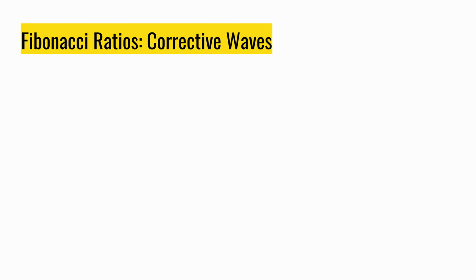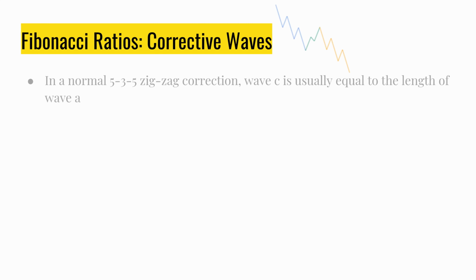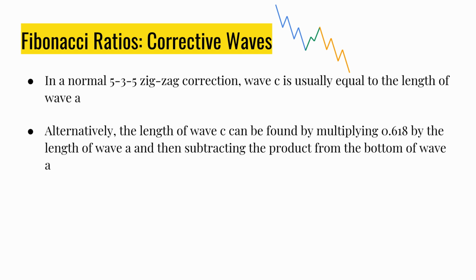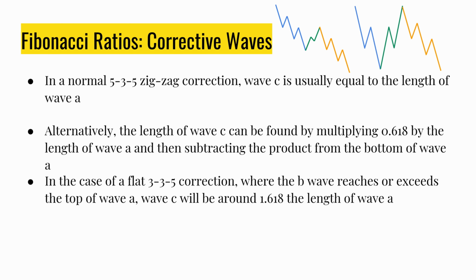In a normal 5-3-5 zigzag correction, wave C is usually equal to the length of wave A. The length of wave C can also be found by multiplying 0.618 to the length of wave A and then subtracting the product from the bottom of wave A. For a flat 3-3-5 correction where wave B reaches or exceeds the top of wave A, wave C will be around 1.618 the length of wave A.